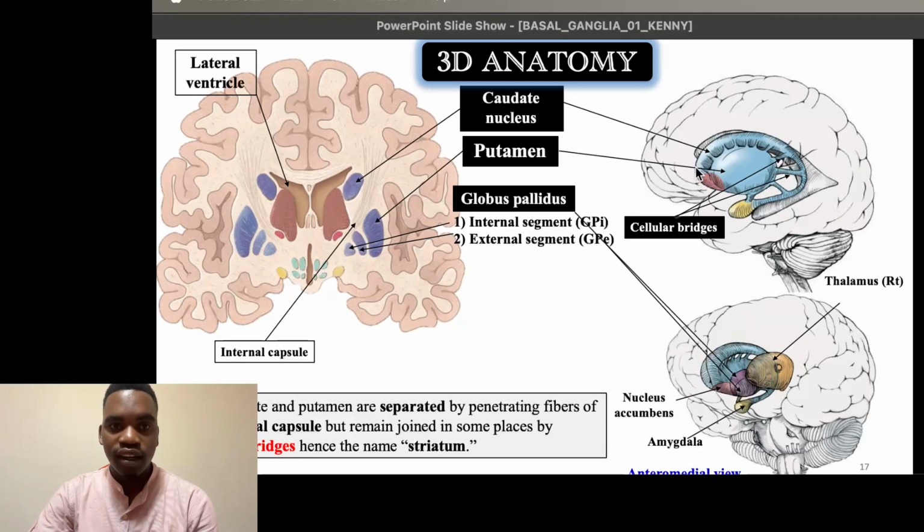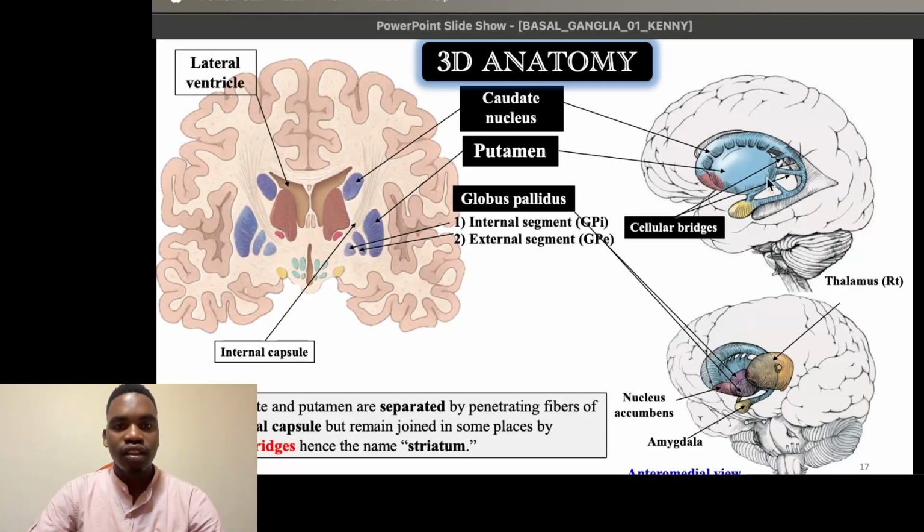I've told you that the caudate nucleus is called so because it has got a tail, and this is the tail of the caudate nucleus. Don't worry about the caudate nucleus at this point. We'll discuss it shortly. And then this is the putamen.